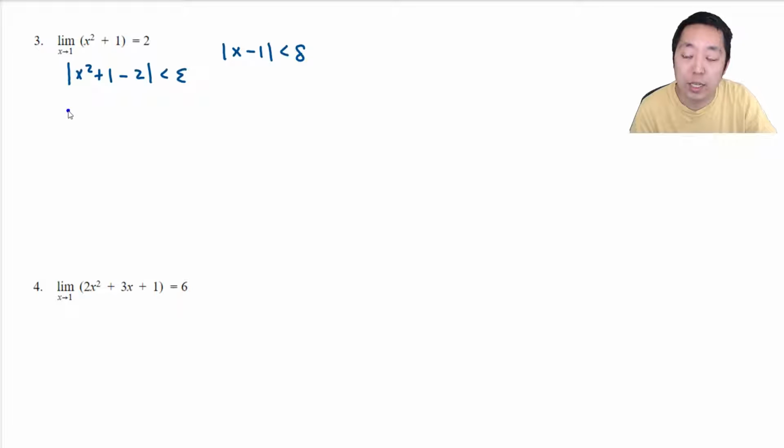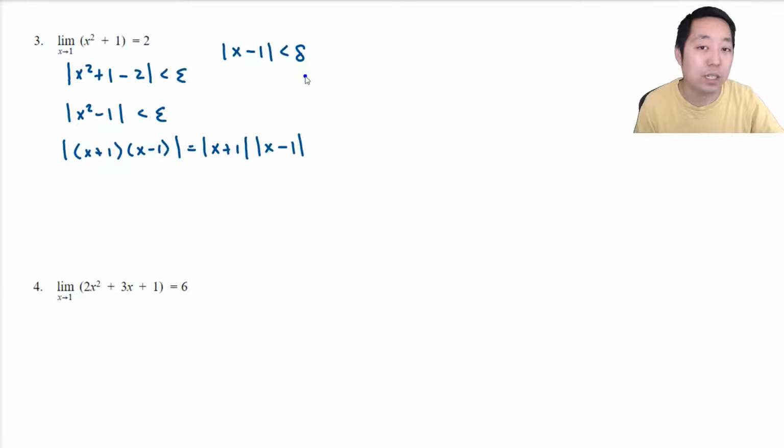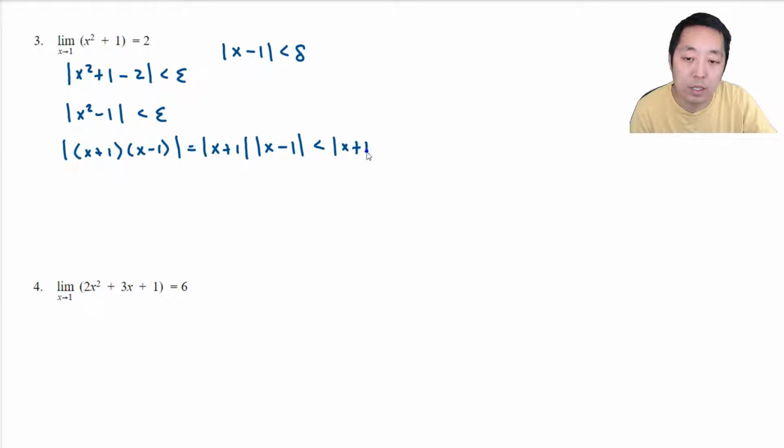So with this equation, what I get is the absolute value of x squared minus 1 is less than epsilon, and then I can factor this into the absolute value of x plus 1 times x minus 1. Now, I can break up this absolute value: it would be the absolute value of x plus 1 times the absolute value of x minus 1. But I know that |x minus 1| ought to be smaller than some delta, right? So I know that if delta is bigger than this quantity, then this thing has to be smaller than |x plus 1| times delta. Okay.